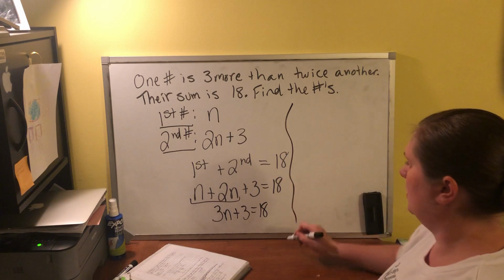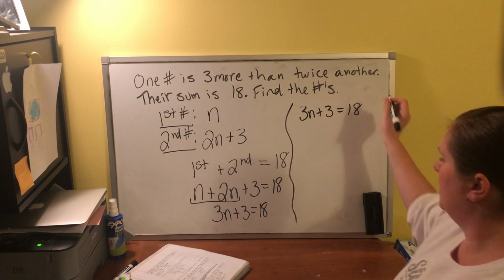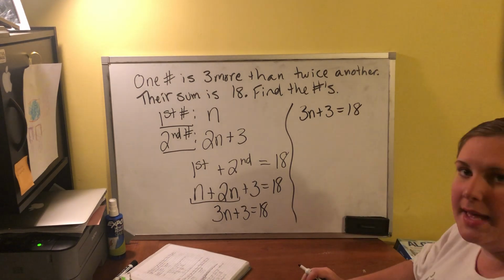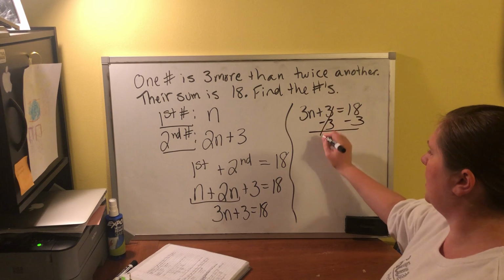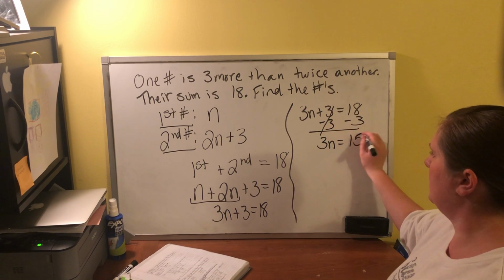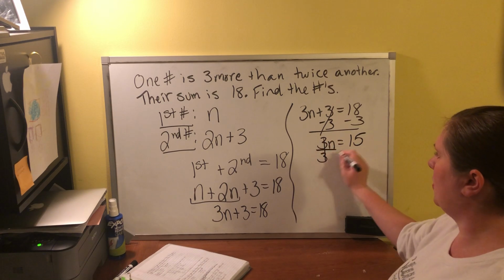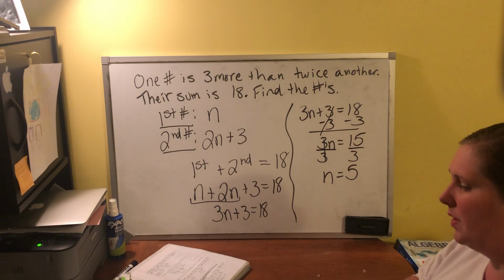So now we need to solve. I'm just going to rewrite this so we can solve for n. We're going to do what we did before. We're going to subtract 3 on both sides. Bring down the 3n equals 18 minus 3 is 15. Use that division property by dividing both sides by 3, and we end up with 5.